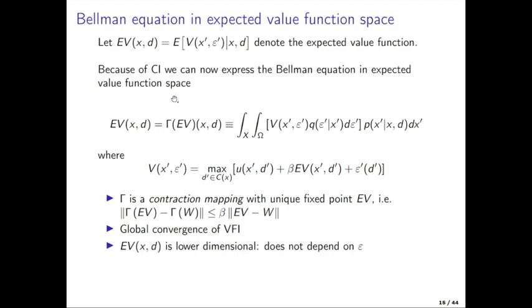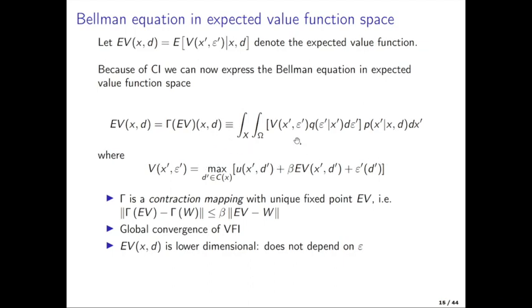Now the cool thing is we can express the Bellman equation in the expected value function space rather than in the value function space, making the solution much easier to store and easier to handle. I'm just taking the definition of the expected value function, substituting in the value function here, and integrating over those variables that are stochastic and conditional on the states x and d. So obviously this becomes a function only of x and d.